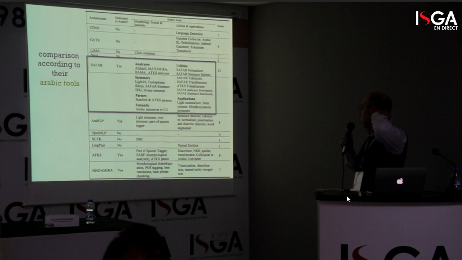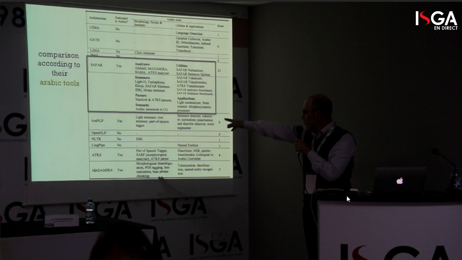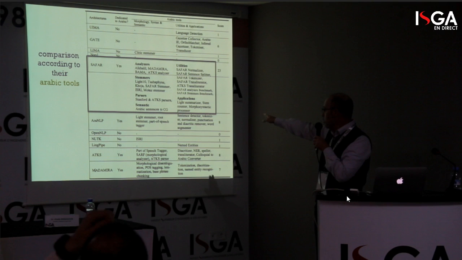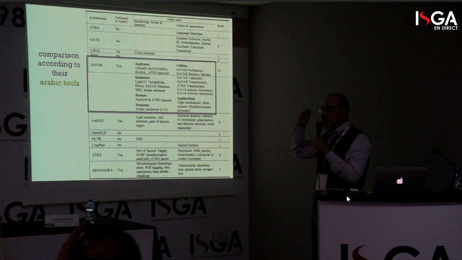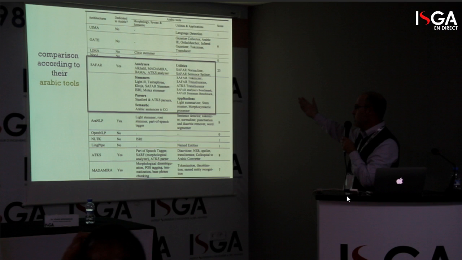If I take the case of the NLP tools developed at the University of Essex, you can see that they contain some tools, but they have stopped at this level. If you take any other one, you see they put some tools and they stop. We don't have a continuity in adding new tools. For SAFAR, we are still working since 2008. We have analyzers, we have stemmers, parsers, etc.